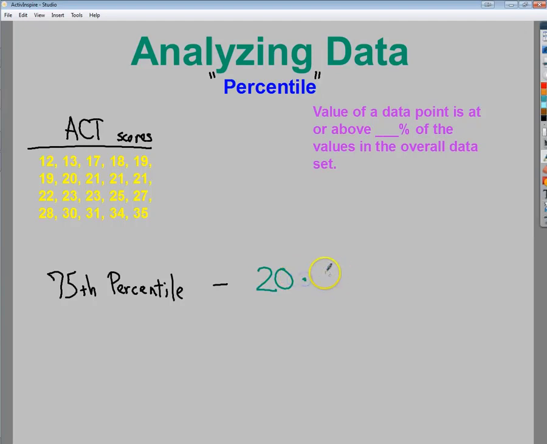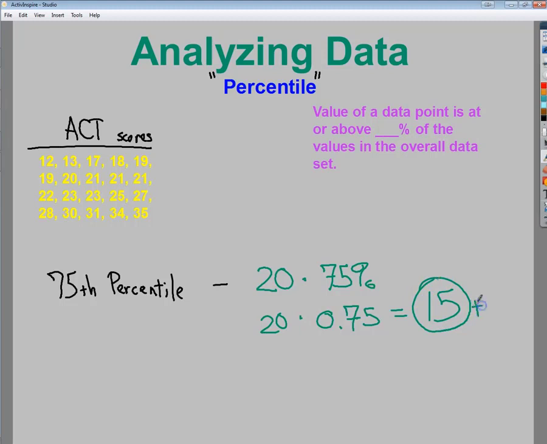And I just want to multiply that by 75%. Specifically, I want to multiply 20 by 0.75. And once I do that, I can find the value that I would need to make to fall in the 75th percentile. So I do 20 times 0.75, and end up with 15. That does not mean a score of 15. It just means 15 terms into the data set.